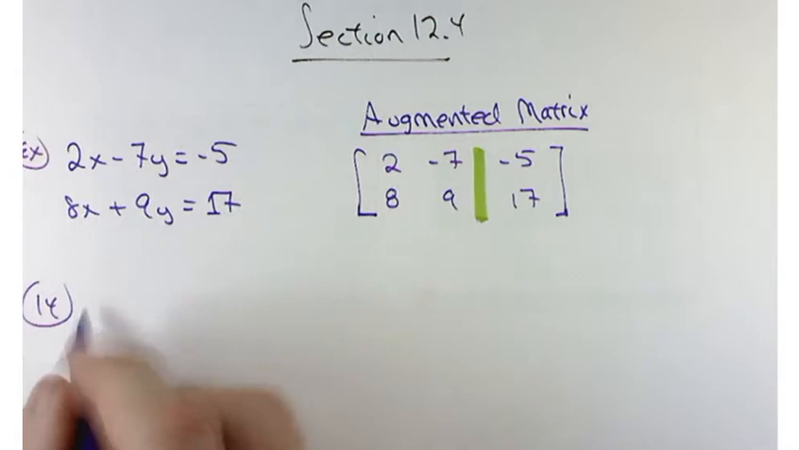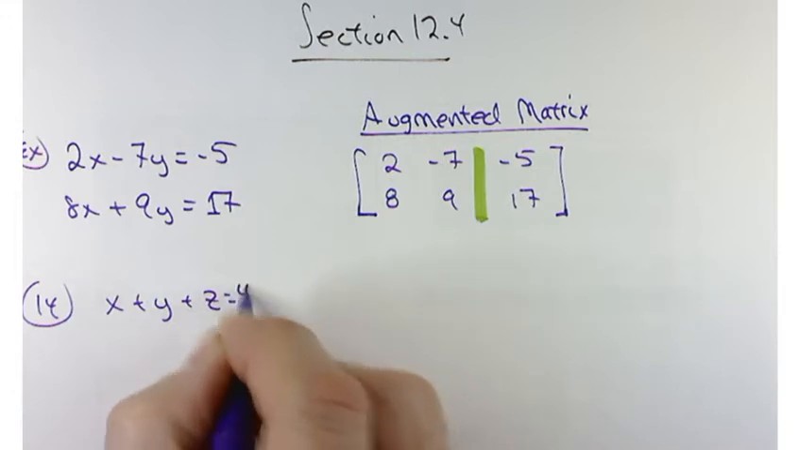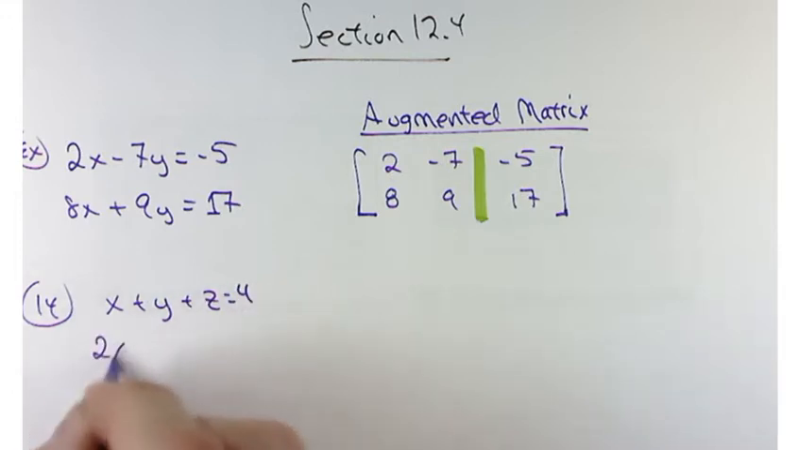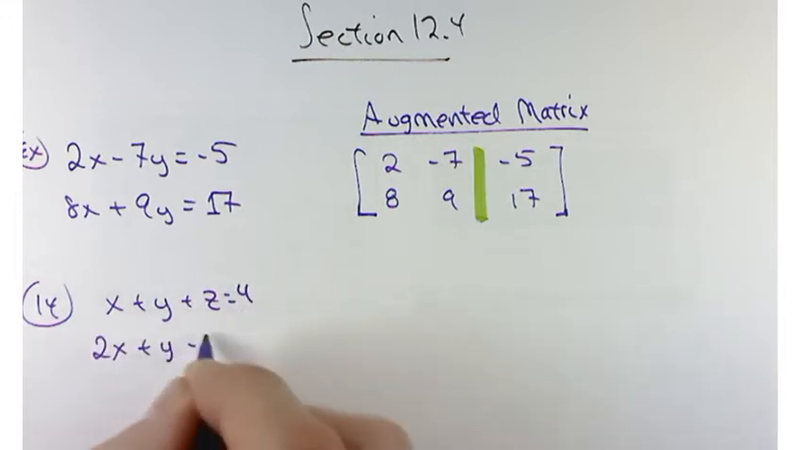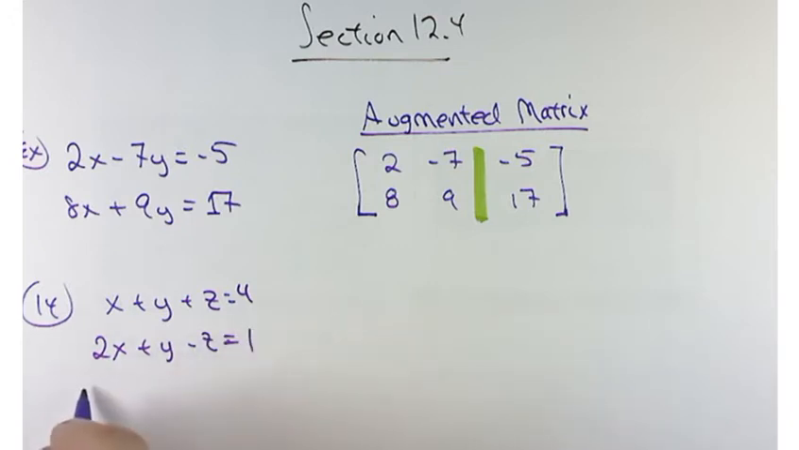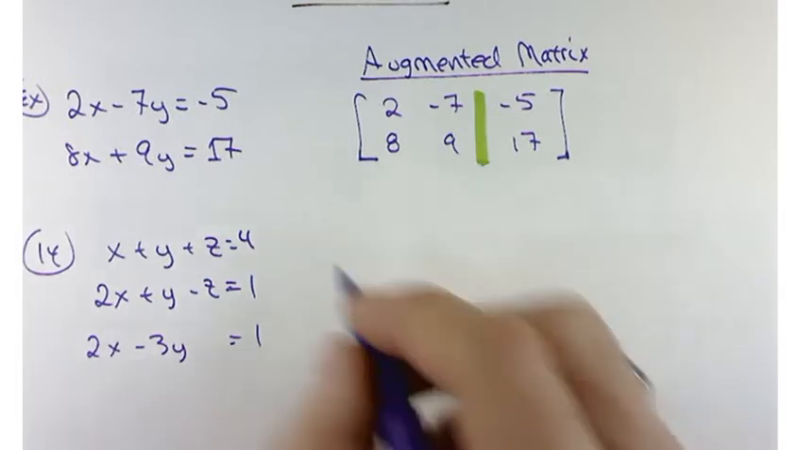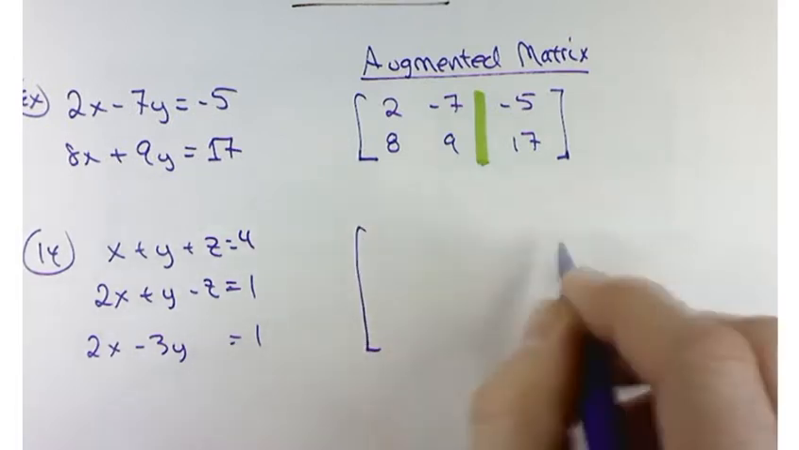Now, this is my own example. Let's take a quick look at problem number 14. x plus y plus z equals 4. 2x plus y minus z equals 1. And 2x minus 3y equals 1. And I want you to write down the augmented matrix for this. So what's that going to look like?